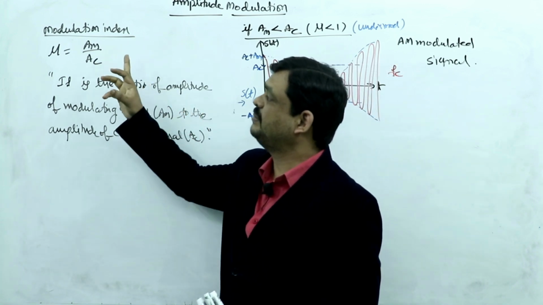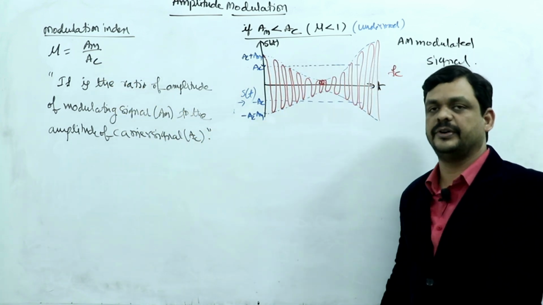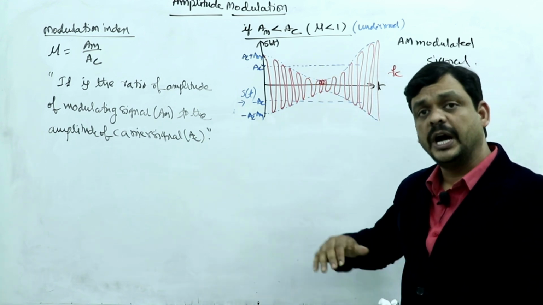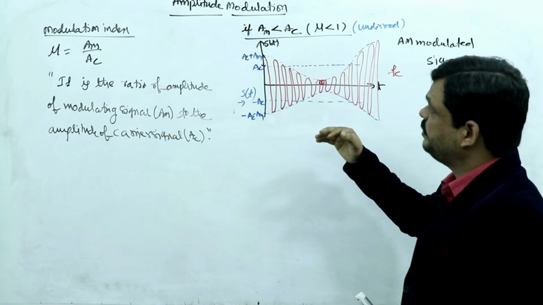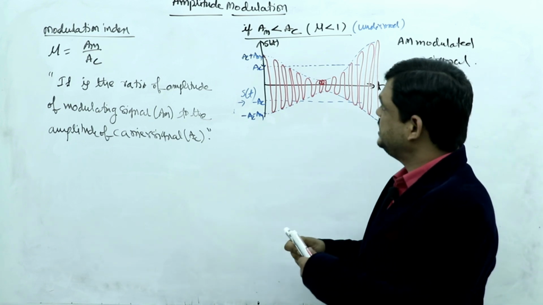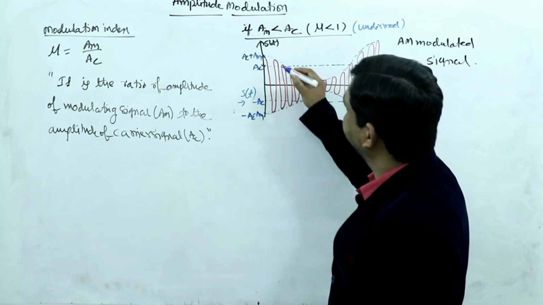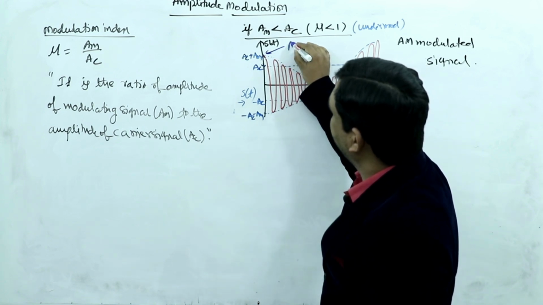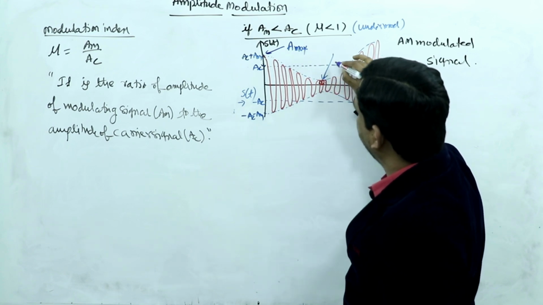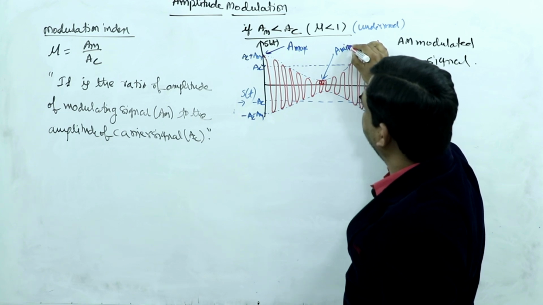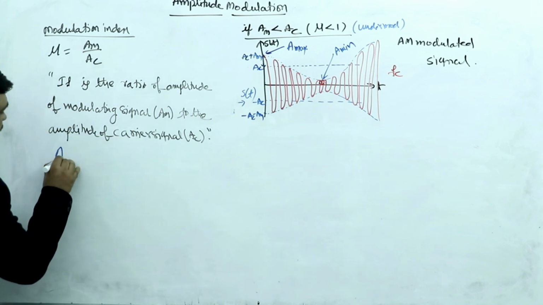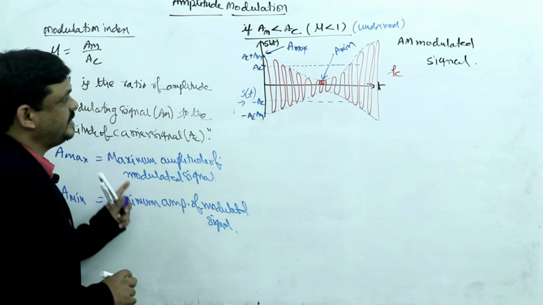Now I want to define this AM and AC from this signal, which is the AM modulated signal. After the modulation process it has a maximum amplitude and a minimum amplitude. This amplitude is the maximum amplitude, that is A max, and this amplitude is the minimum amplitude, that is A minimum. I'm writing in terms of A max and A minimum.